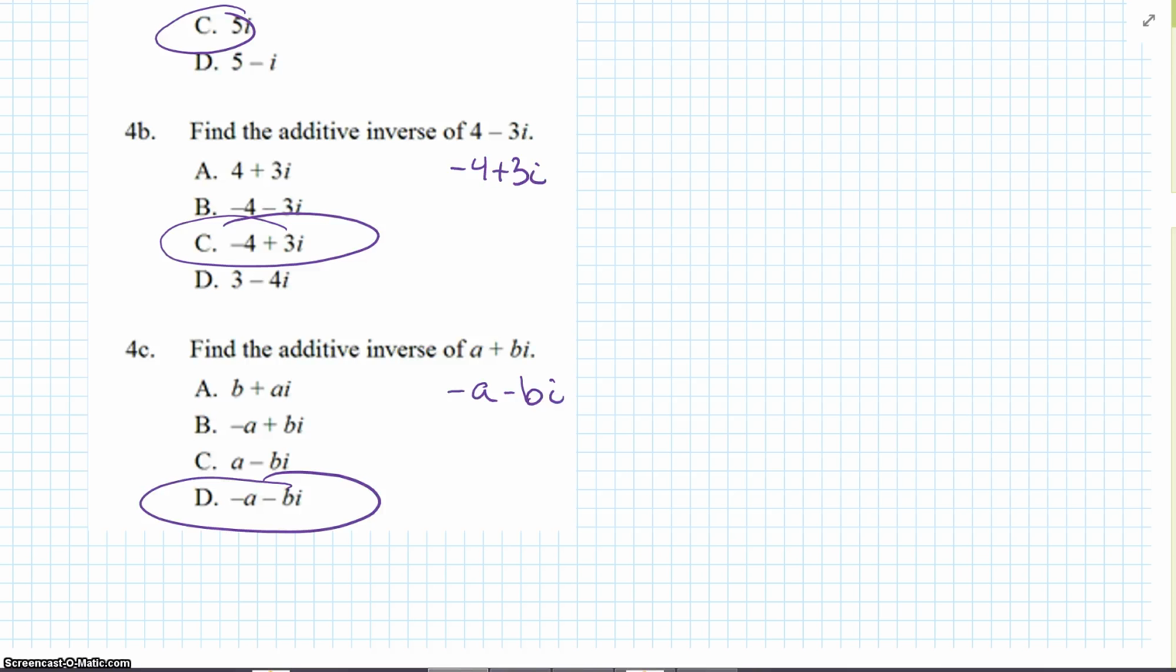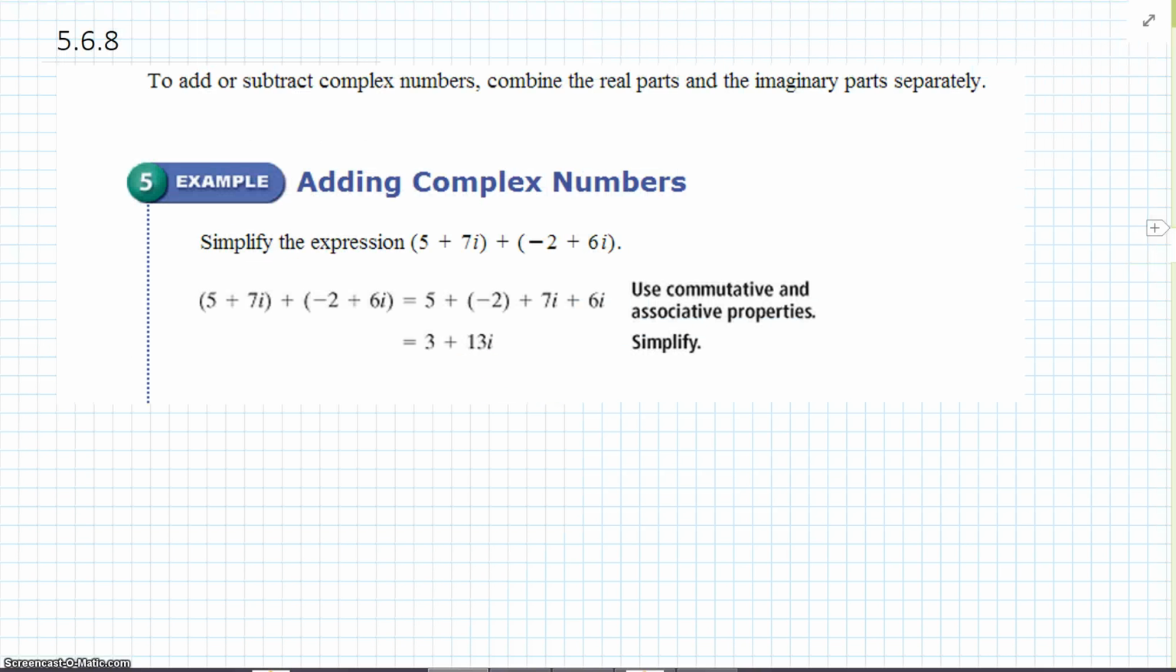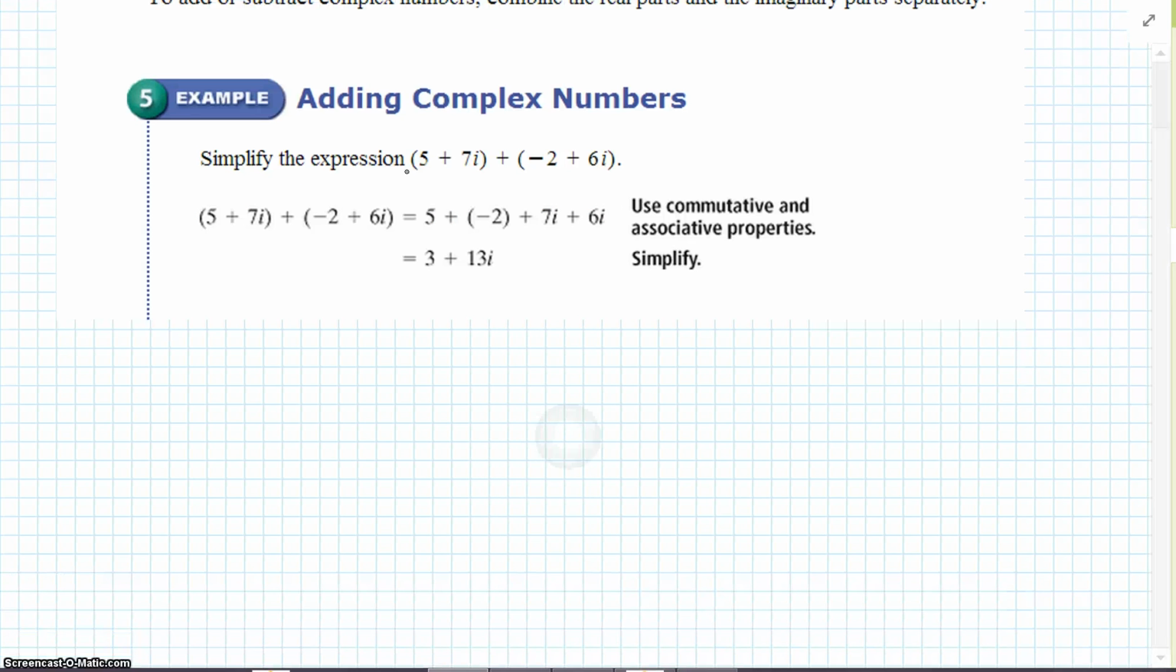Moving on. To add or subtract complex numbers, combine the real parts and the imaginary parts separately. So simplify the expression (5 + 7i) + (-2 + 6i). We just sum like terms. So it's going to be 5 and negative 2, which would be 3. 7i and 6i, we can add those together, just be 13i.